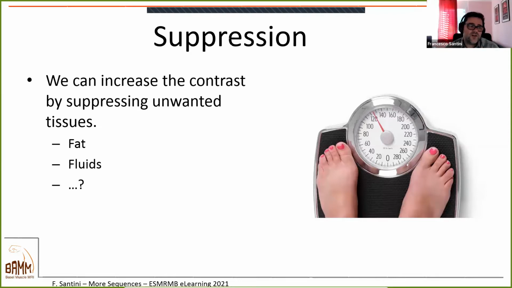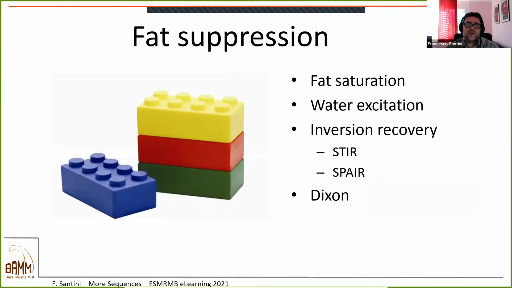So let's examine a little bit more in detail. I will not go very much into detail because some of these things, especially in terms of fat suppression, you've already seen. But I want to make a recap and put all the methods that we have together. So the most important suppression is fat suppression.